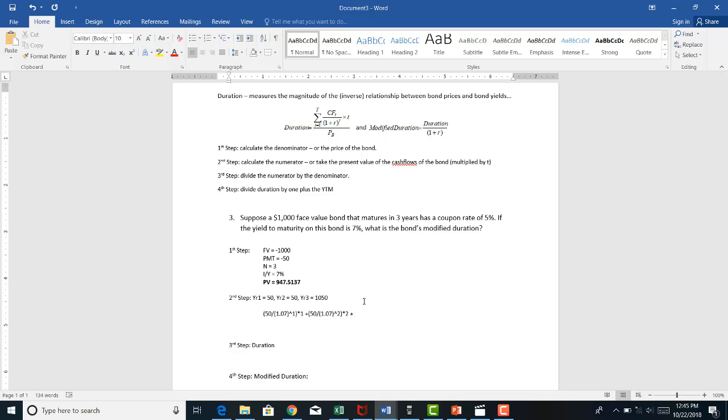And let's do this one last time for the third year's cash flow, which is $1,050. 1050 divided by 1.07 raised to the power of 3. That's the present value of the third year's cash flow. I'm going to multiply that by t, and in year 3, t is equal to 3.